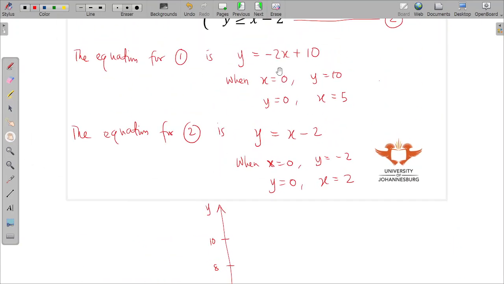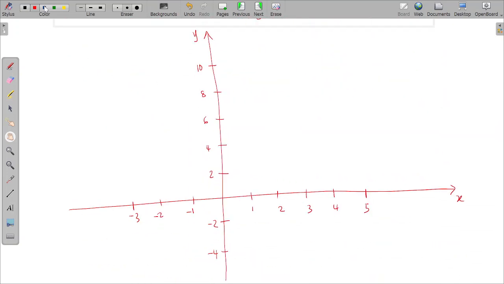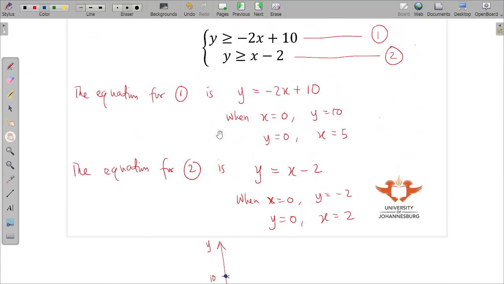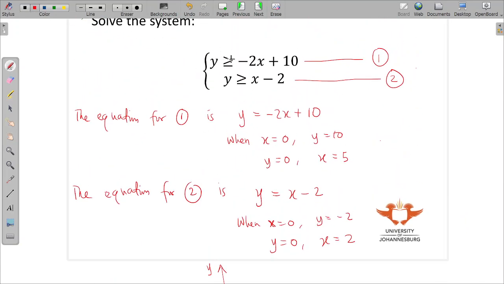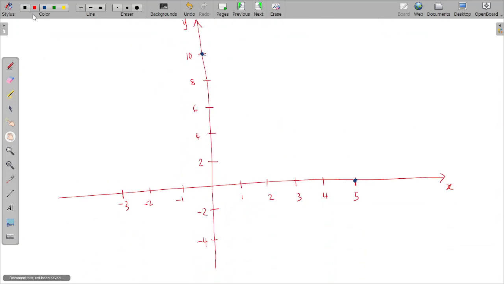So let's draw the graph now. The first one: when x is 0, y is 10, and when y is 0, x is 5. I draw that one. Let's determine whether it is a solid line or a dotted line. It's a solid line, so both of them are solid lines. We have that here.